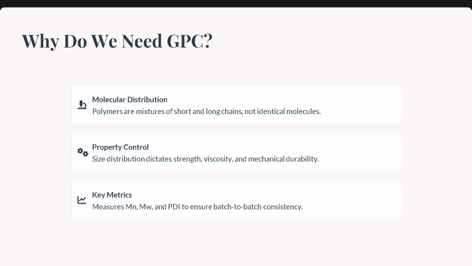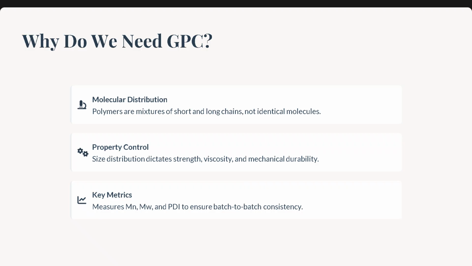Polymers are not made of identical molecules. When we synthesize a polymer, we don't get one perfect molecular weight. Instead, we get a distribution, a mixture of short and long chains. This molecular distribution directly controls material properties. For example, stronger plastics often have higher molecular weight. Flow behavior during processing depends on chain length. Mechanical durability depends on how uniform those chains are.